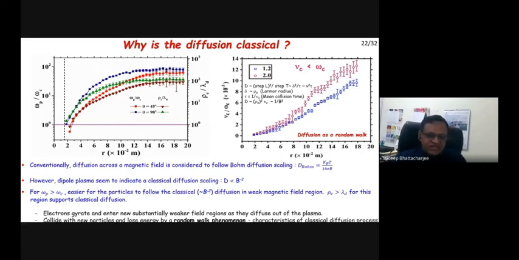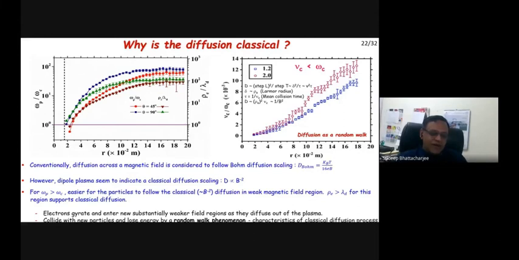Conventionally, diffusion across a magnetic field is considered to follow Bohm diffusion, which is this formula. It has a 1 by B dependence, kB T divided by 16 eB. However, dipole plasma, although it is a magnetized plasma, seems to indicate a classical diffusion scaling, which is 1 by B square. Now, why is this?